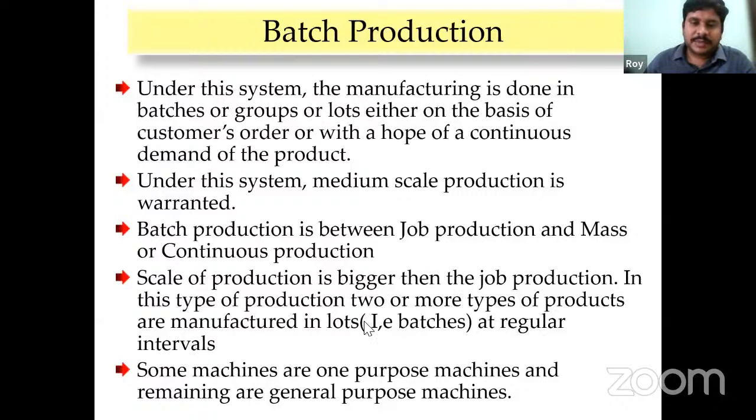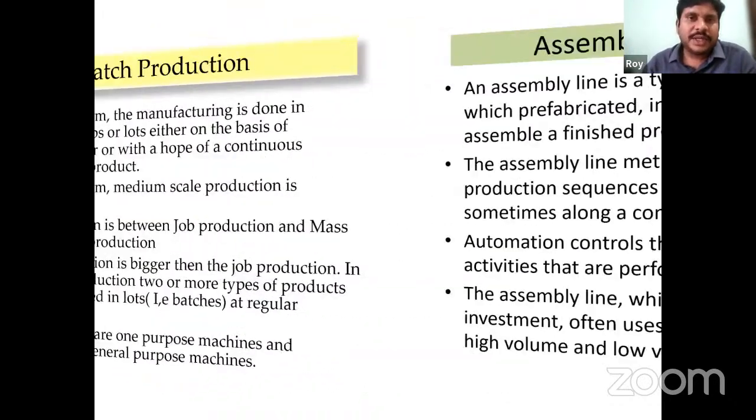Two or more types of products are manufactured in lots. That is called batches at regular intervals. One model I want, the same model another person may want, and another person may want two different models. You need to produce those as per their requirements, maybe in lots, not a single item. In lots or in batches they will be produced. That is why we call it batches. Some machines are single purpose machines and the remaining are general purpose machines. It may be like that also. There will be a few for general purpose that any job can use, and some for specific purposes where you will be doing a single kind of design.